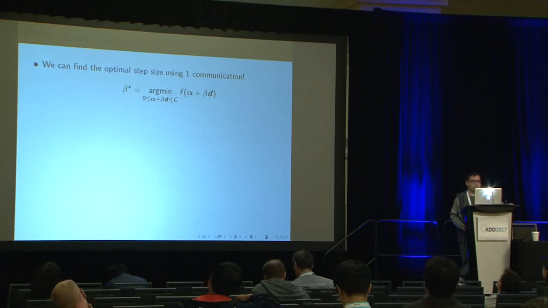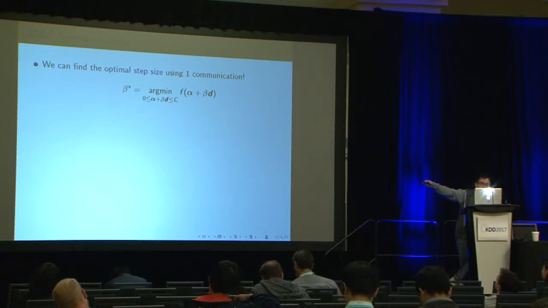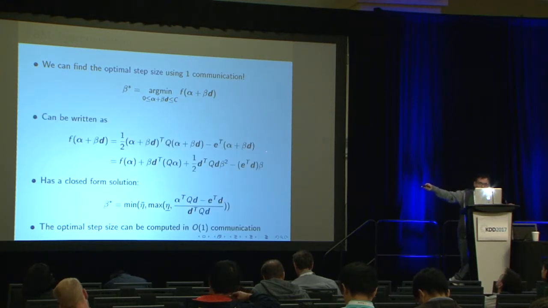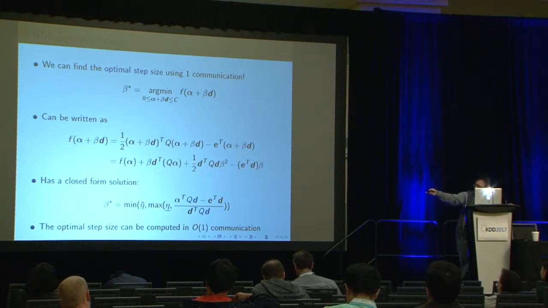So actually it's very simple. If you try to solve for this optimal step size, I want to find the optimal beta to minimize the objective function. In this case, if you write down the objective function, here is the detail, but let's go to the second line.